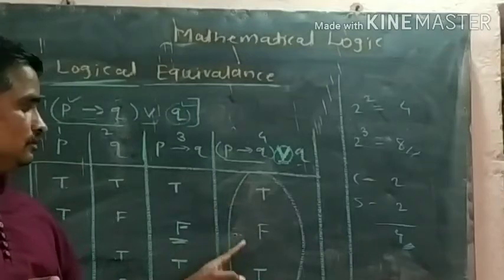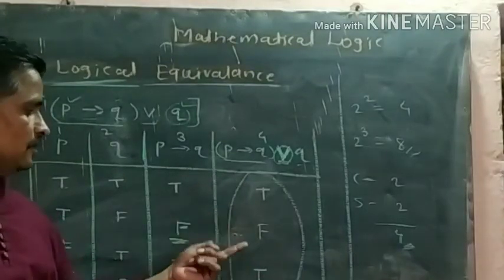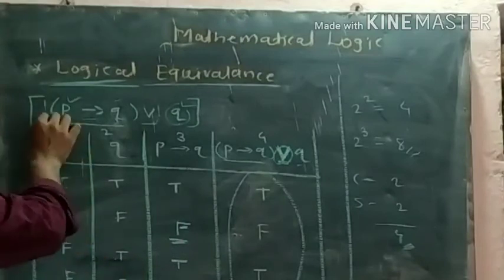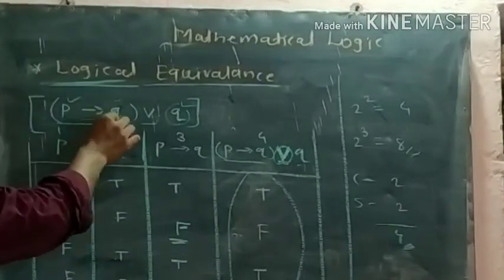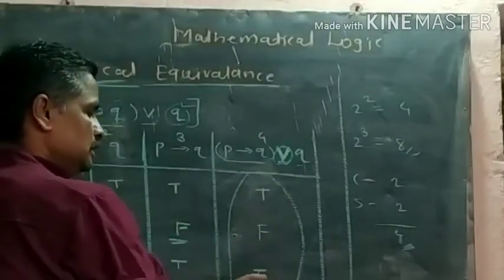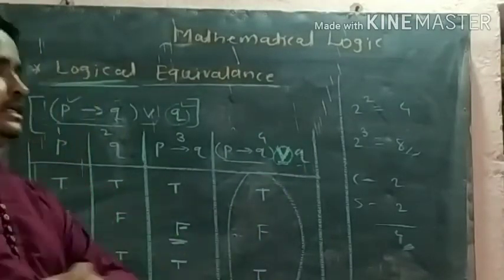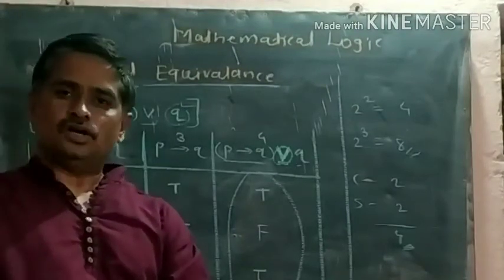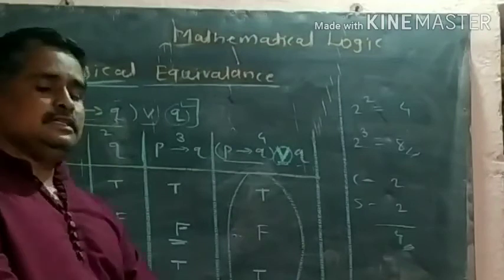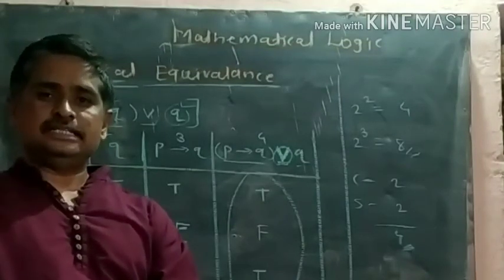In the last column, observe that T, F, T, T is the truth value of this logical statement. That is, P implies Q, disjunction with Q has the truth value T, F, T, T. So this is the construction of any logical statement we can construct by using the rule of conjunction, disjunction, implication and double implication.